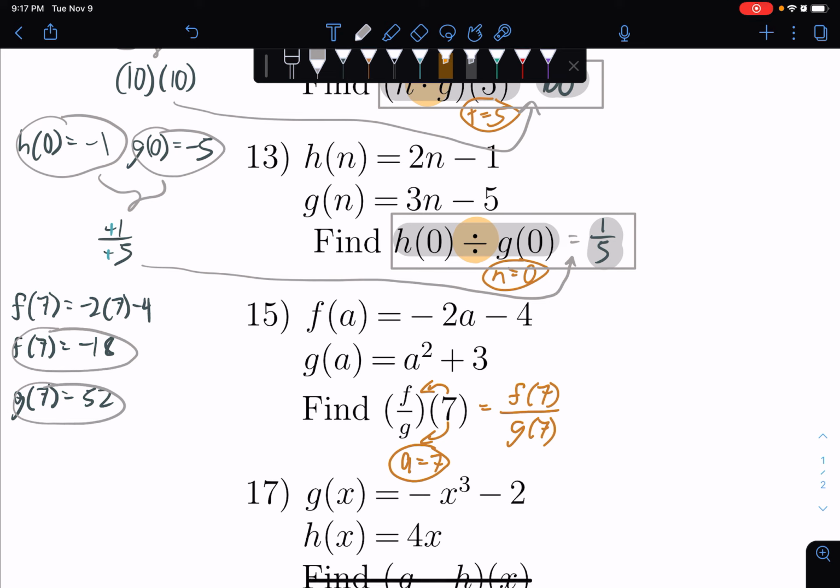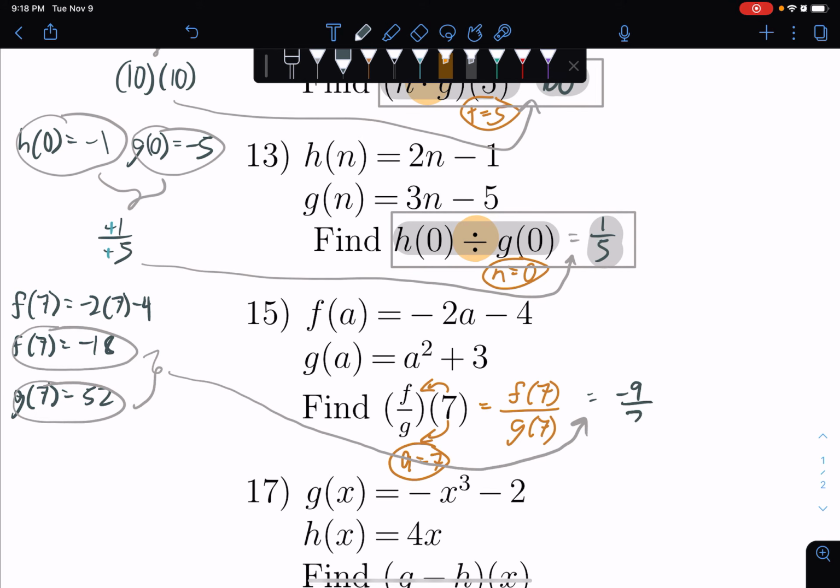With that, we know that our operation is negative, divide. You can see that the fraction usually pertains to division, so numerator divided by the denominator. Let's place here, so negative 18 over 52 is negative 9 over 26.